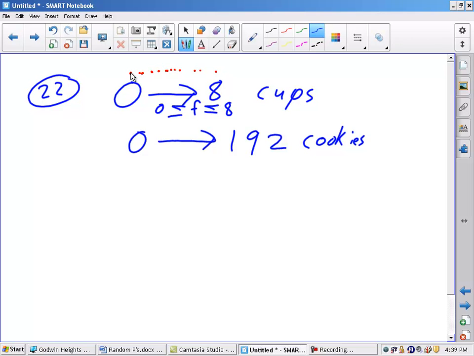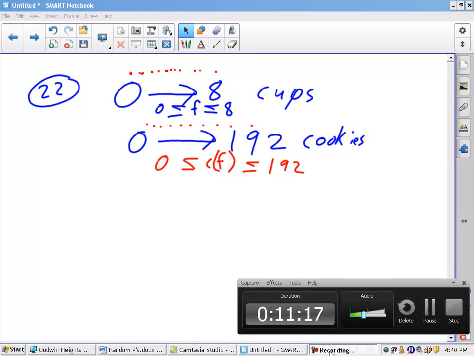The range then kind of works the same way. If you use 0 cups, you're going to get 0 cookies. If you use 8 cups, you're going to get 192. And any amount in between, let's say maybe you use 4, you're going to get 96. So again, you're going to get a range there: 0 is less than or equal to C of f, the function notation, which is less than or equal to 192. So that's your range. And the graph will kind of follow that accordingly.